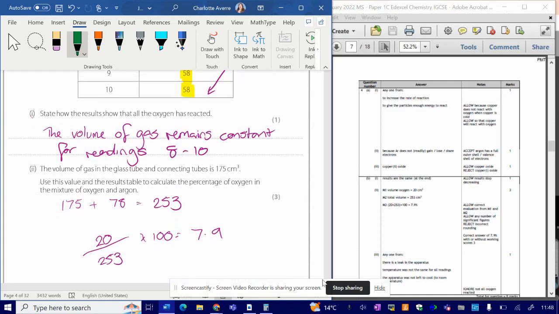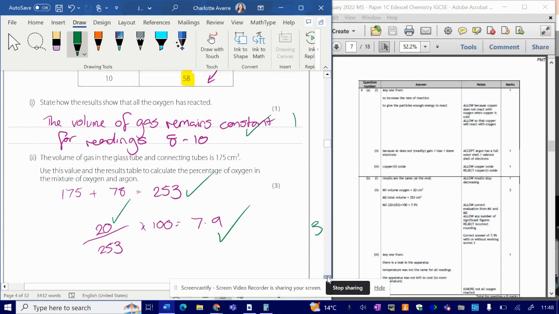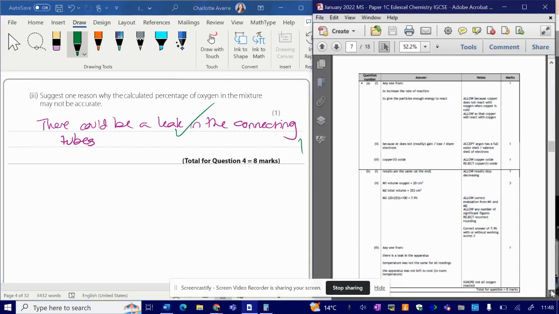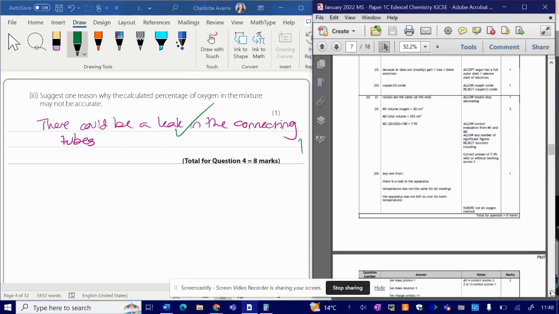Okay, the volume of gas remains constant, yet the results are the same. That's basically saying the same thing. And then we got a mark for working out the volume of oxygen. We got a mark for working out our total volume, and we got a mark for our final percentage, so that's 3 marks in total. A leak in the apparatus is fine. They've also mentioned the idea if you don't keep the temperature consistent, then the volume of gas will also change. So if there is any changes in the temperature, that would also have an effect.